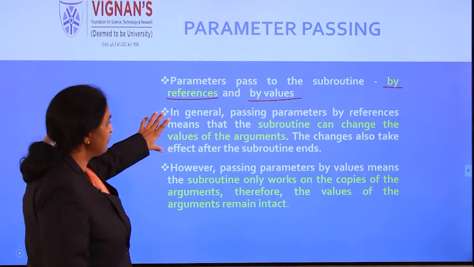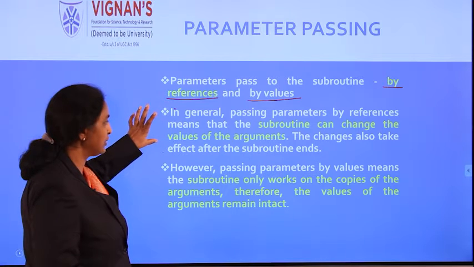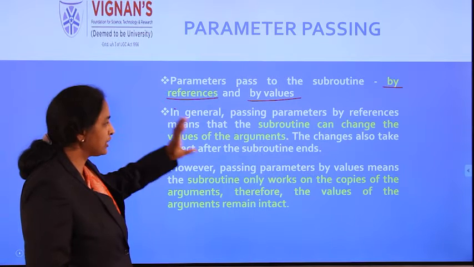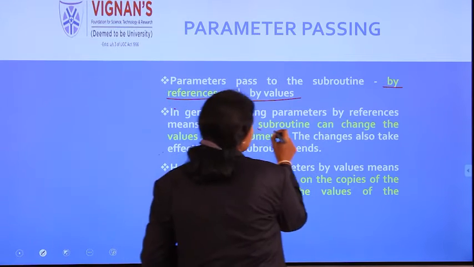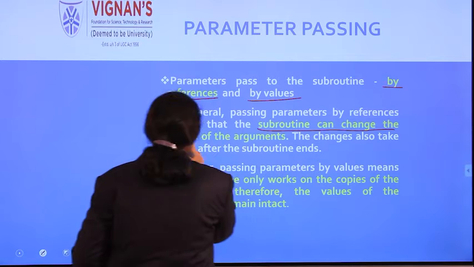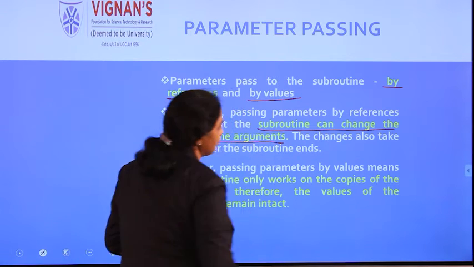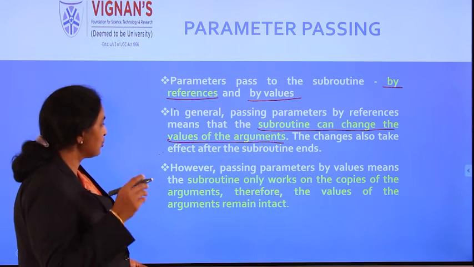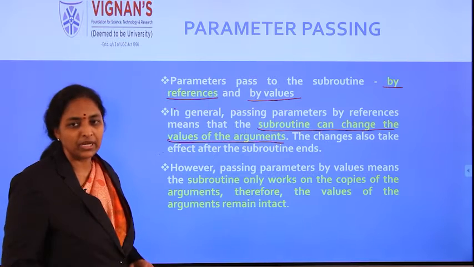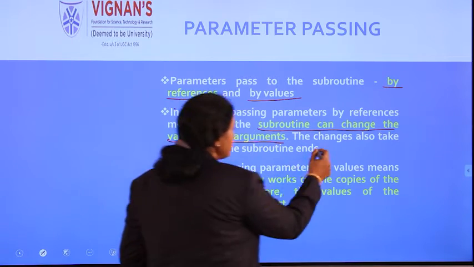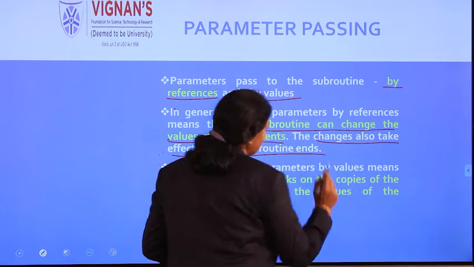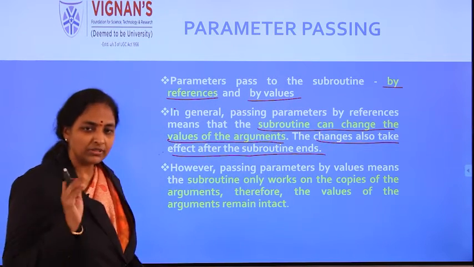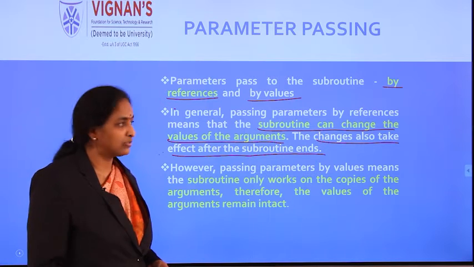Now see, when you are passing the parameters by references, your subroutine can change the values of the arguments. This is the first point you have to understand. Your subroutine can change the values of the arguments, and the changes also take effect after the subroutine ends. We will understand the same with the help of an example.